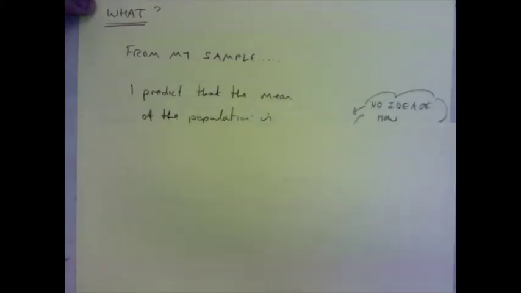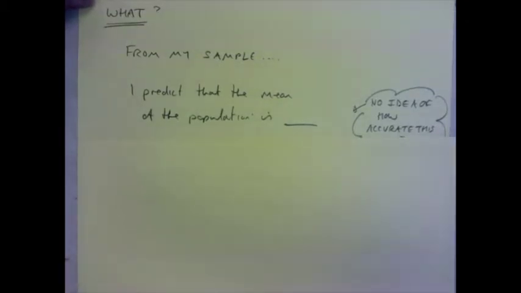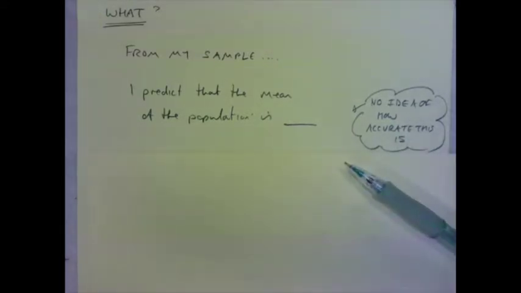Up until now we've been talking about taking samples from a population and using that sample to predict the population, the mean of the population. So up until now, we've been in a position where we're making a statement like this: I predict that the mean of the population is, and then I'd give the value of my sample mean. The problem with this is that I don't know how accurate that estimate is likely to be.